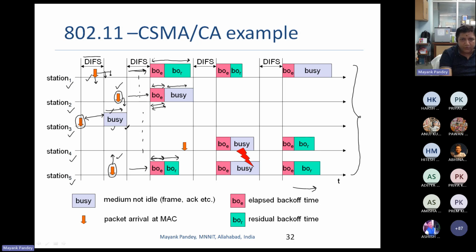Station 1 is waiting for this time. It will find here that the medium again became busy. Now, whatever waiting time is remaining, that clock is stopped, and this is known as residual time. It means station 1 has to wait for this much more time, the green one. Similar with station 5, residual time.